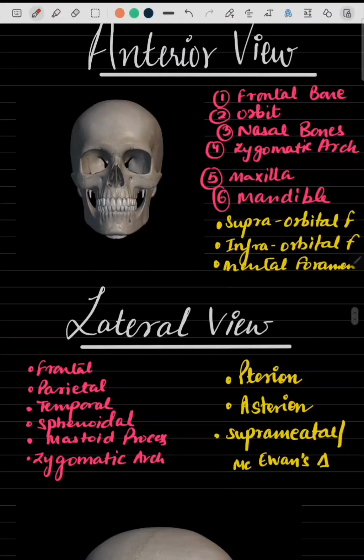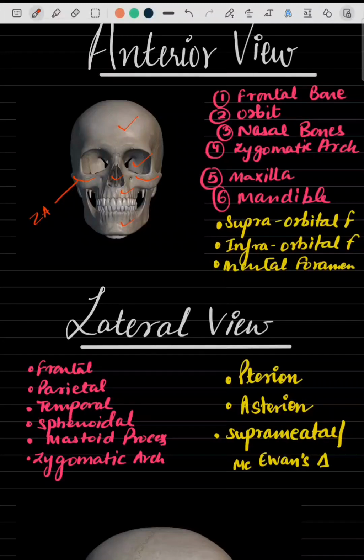See, in the anterior view, if you see which bones are being seen here, we have a frontal bone here, then we have an orbital bone here, then we have nasal bones here, we have the maxilla here and the mandible here. These are the basic bones. Then this particular area here is said to be the zygomatic arch. So these are the major bones which are seen in the anterior view.